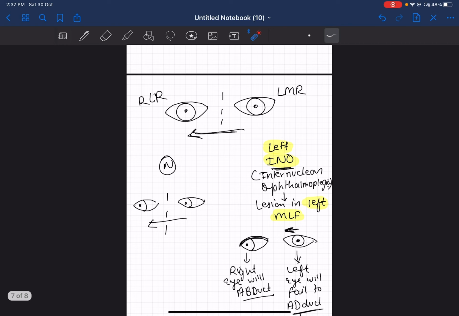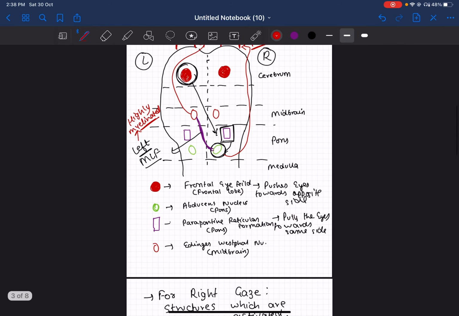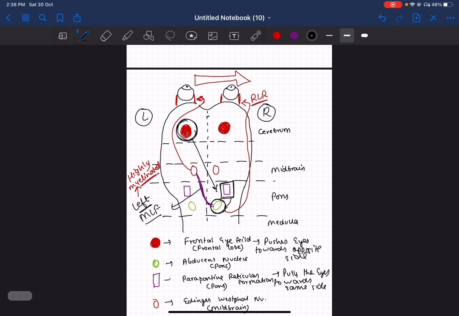Now what happens in internuclear ophthalmoplegia? Let us look here. If this patient is attempting a right-sided gaze, we know that the right-sided lateral rectus should be stimulated while the left-sided medial rectus should be stimulated. Normally, the right-sided lateral rectus will cause the eye to deviate like this, and the left-sided medial rectus will cause the eye to deviate like this. But in case of internuclear ophthalmoplegia, what will happen? There will be a lesion in the MLF. So let us look here. There will be a conduction block over here, and over here.